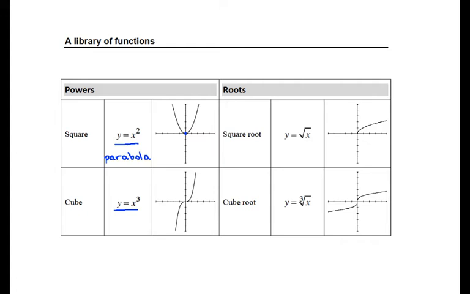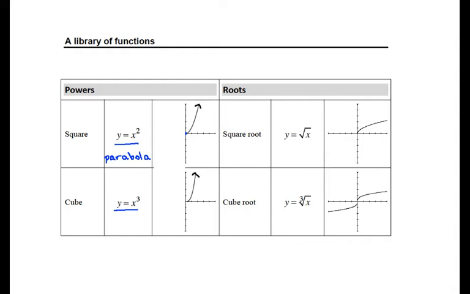If we just look at the first quadrant, then we can see that there aren't a lot of differences between the graph of y equals x squared and y equals x cubed. Both of them are arced upwards. Both of them are increasing off to infinity. They have the same approximate shape here.